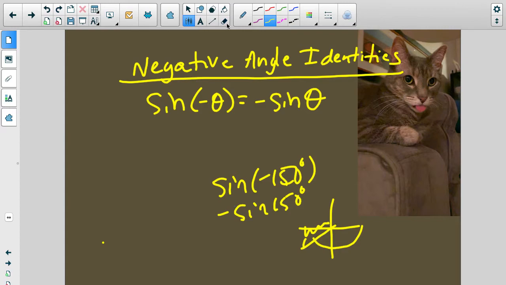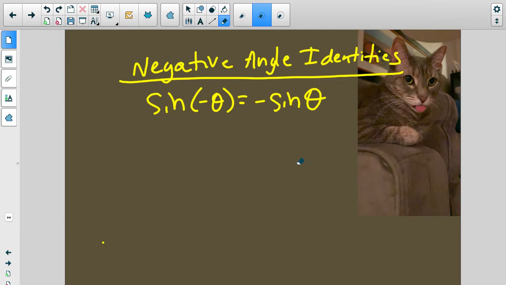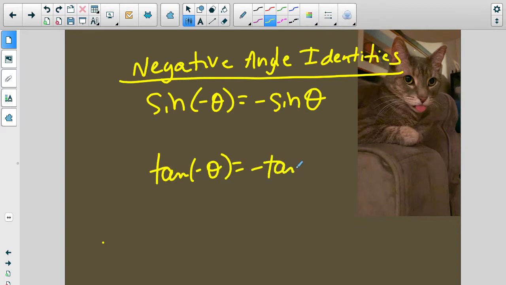All right, now I'm going to write tangent of negative theta equals negative tangent theta. And I'm only writing that because it's true, okay? But cosine of negative theta, you've heard me say this a couple of times today, but it hasn't meant a whole lot to you because you haven't seen a whole lot of the rest of the identities. Cosine's always kind of weird, okay? Cosine of negative theta equals cosine of theta.